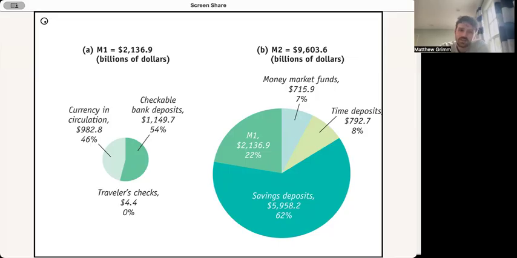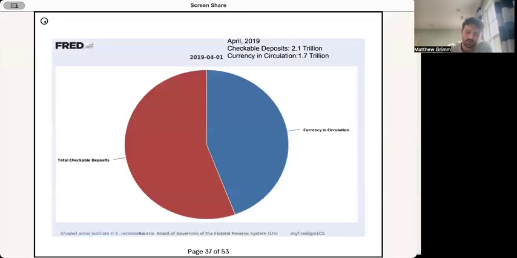So we have currency in circulation, bank deposits, and then this whole circle goes right there into the M2. Right? Very nice.